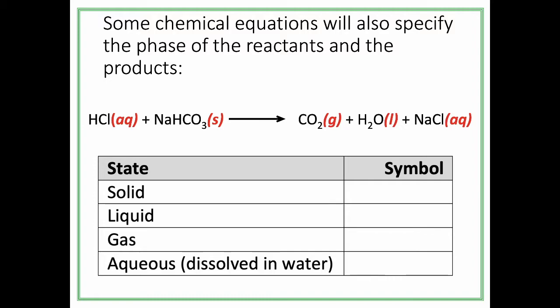Some chemical equations will also specify the phase of the reactants and the products. For example, we have special symbols that will tell us if the particular compound we're looking at is a solid, a liquid, a gas, or aqueous, which is a term that means dissolved in water. Solid is represented by an (s) in parentheses, liquid by an (l) in parentheses, gas by a (g), and aqueous by an (aq). Though we may not see these symbols so much in general chemistry, you're going to see them a lot in AP chemistry, and it makes a big difference.